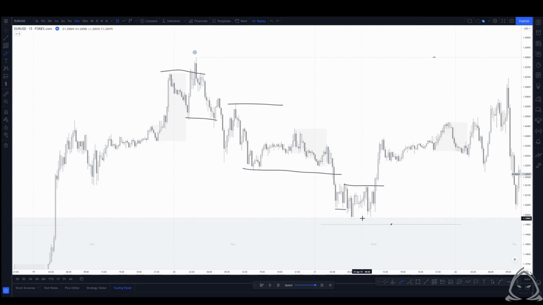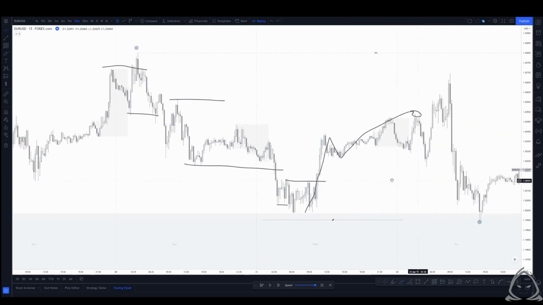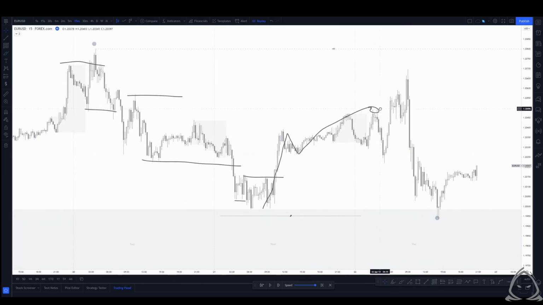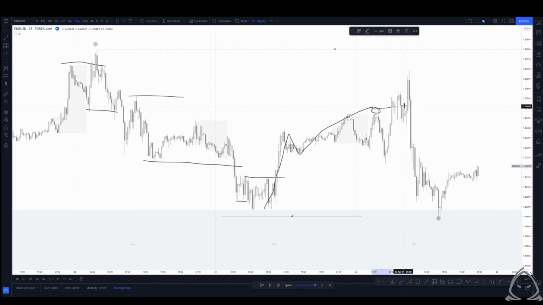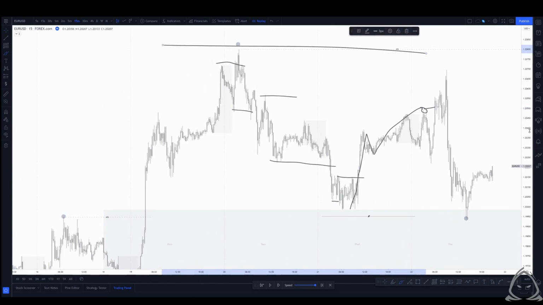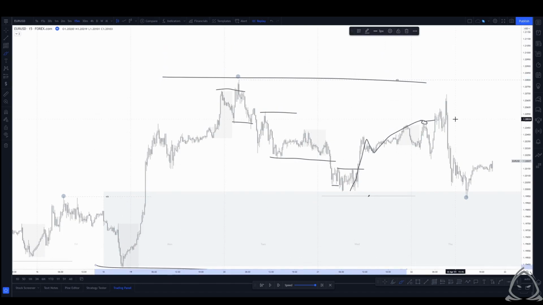When we're looking at our structure, this was the high that we would use. And we can see this low just gets run, but it doesn't break and close below. Not that it's a big deal, because as we can see, we break the high. We're still making more minor structure because, again, we're still caught in the overall larger swing range. And price then creates this point.